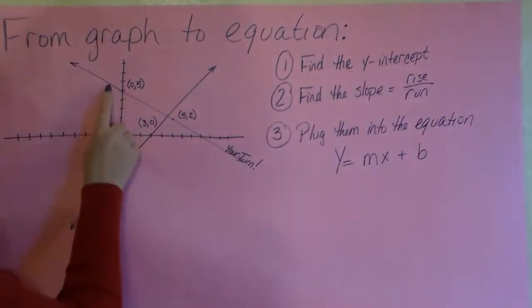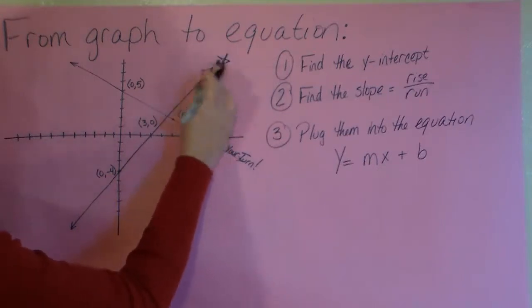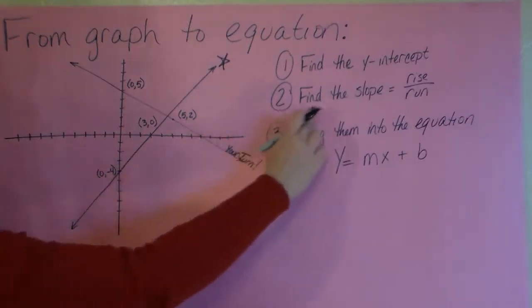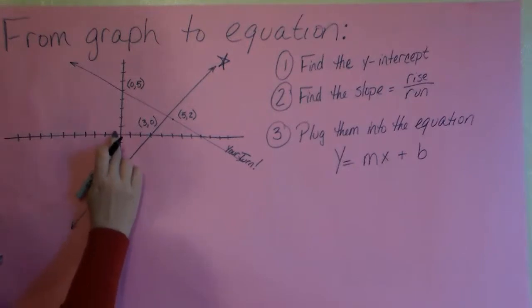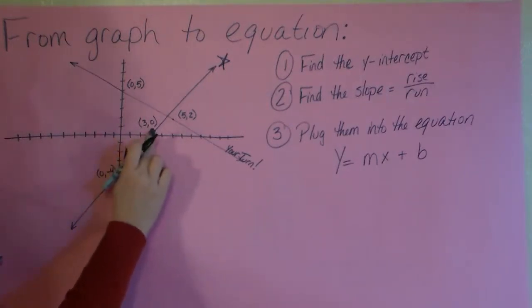We're going to start with this line. Here, it crosses the y at negative 4. And our slope is rise over run. So our next point here is going to be here, (3, 0). So I've got my 2 points.